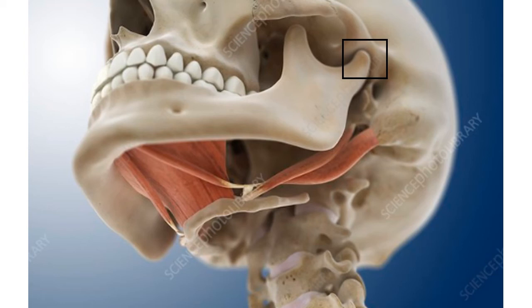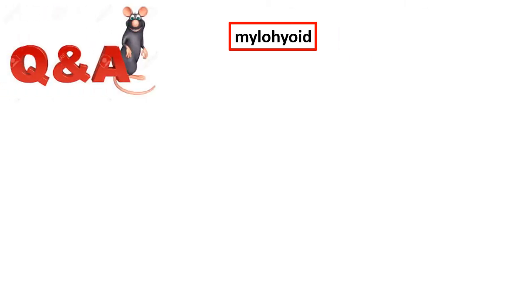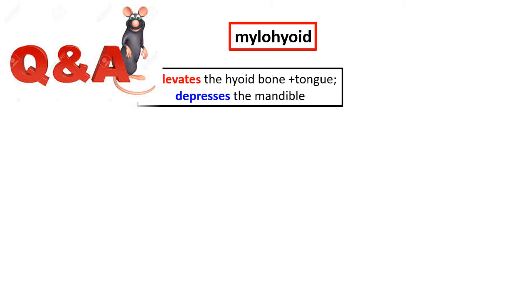Again, we are in the suprahyoid region studying another suprahyoid muscle. This muscle is attached to the body of hyoid bone, and it attaches also to the inner surface of the mandible, and the two muscles meet in the middle by a white fibrous structure called a raphe. This muscle is called mylohyoid muscle. Let us ask a few questions about this muscle.